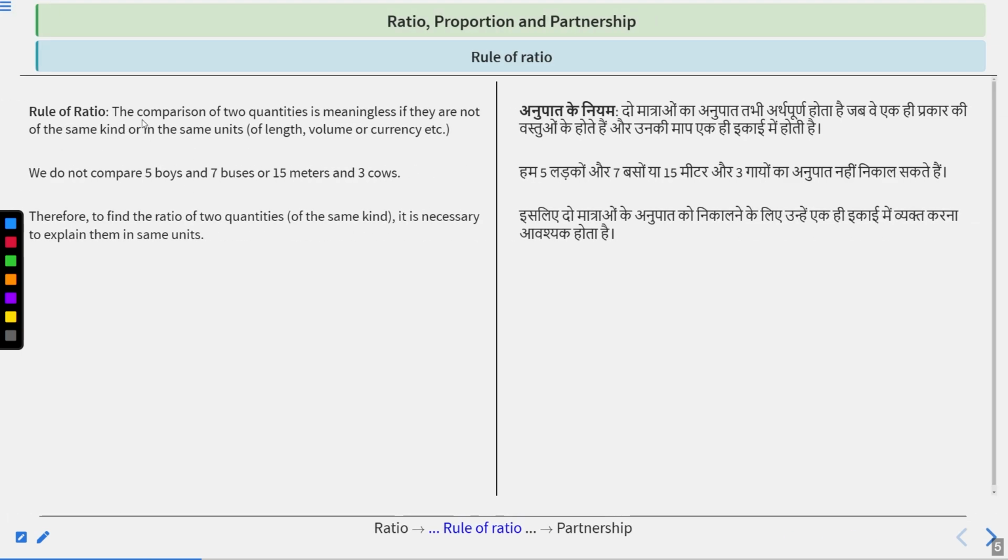Next, some rules of ratio. Comparison between two quantities is meaningless if they are not of the same kind or the same unit of length, volume or currency. Clear? So we do not compare 5 boys and 7 buses, or 15 meters and 3 cows. We cannot compare them. Therefore, to find the ratio of two quantities of the same kind, it is necessary to express them in the same unit. That's why in a ratio of any numbers, there will be no units. Clear?